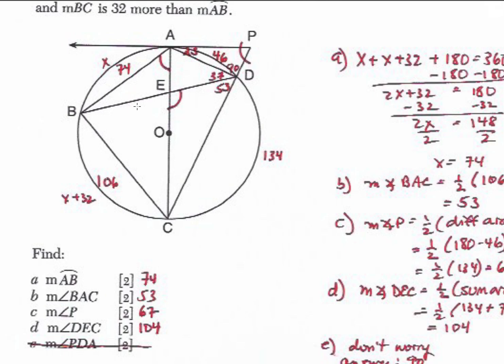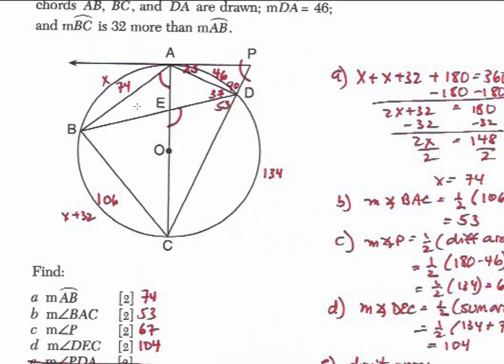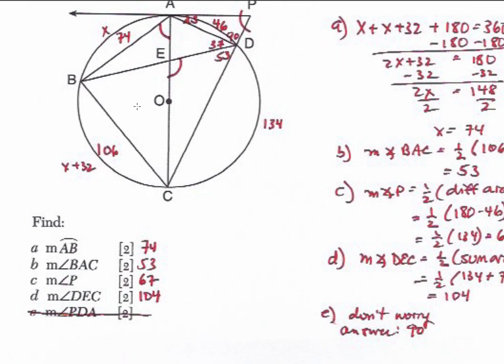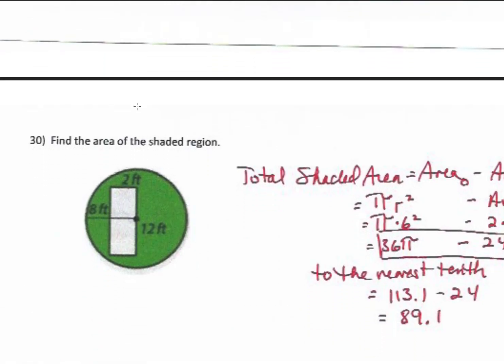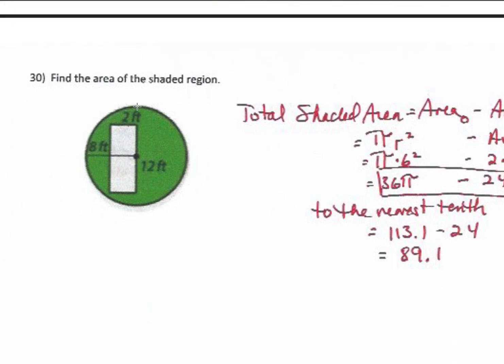The last thing it asks for is the measure of angle PDA. Don't worry about it. The answer is 90 for a variety of reasons, but you won't get anything like that on your test, okay? And last but not least, number 30, and unfortunately it's not fitting 100% in this diagram, but I'll take you through it verbally so you can imagine what it says where it gets cut off.